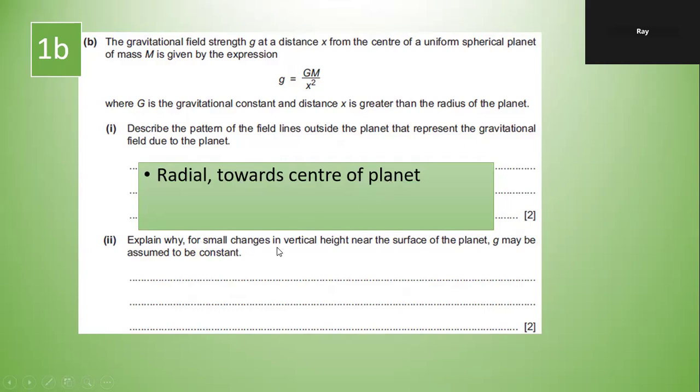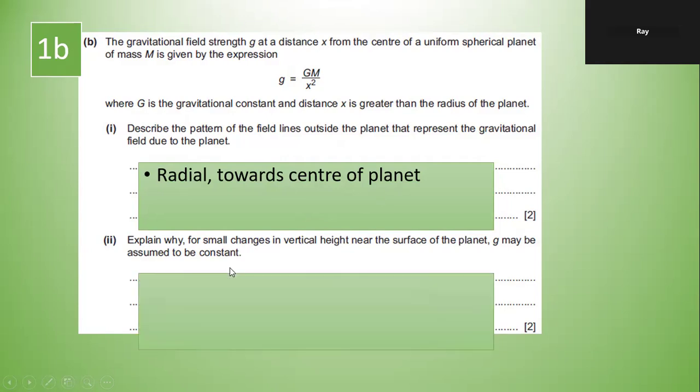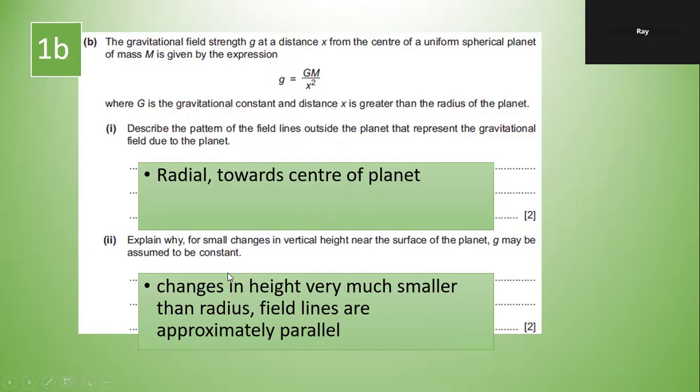Explain why, for a small change in vertical height near the surface of the planet, g may be assumed to be constant. Since we have gone over it, I'll just go over it with you. The answer: changes in height are very small, smaller than the radius. We compare the height to the radius. The height near the surface is very small compared to the radius, so field lines are approximately parallel.